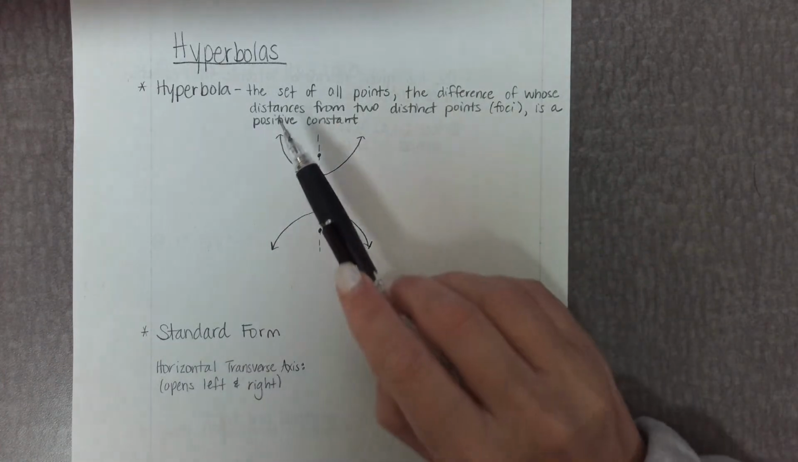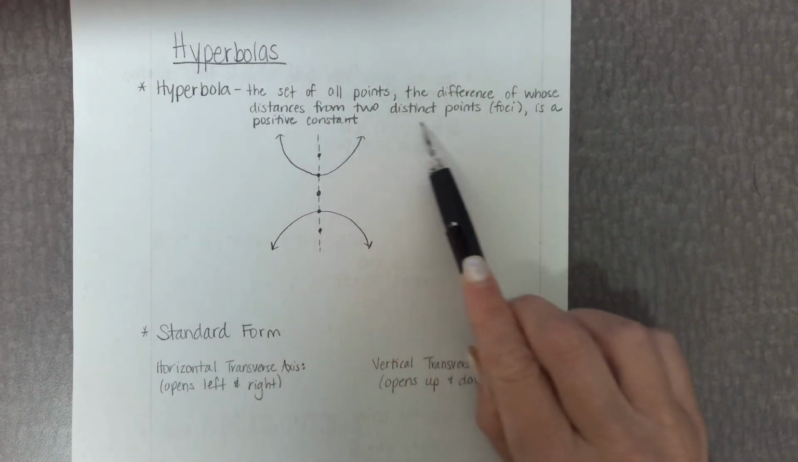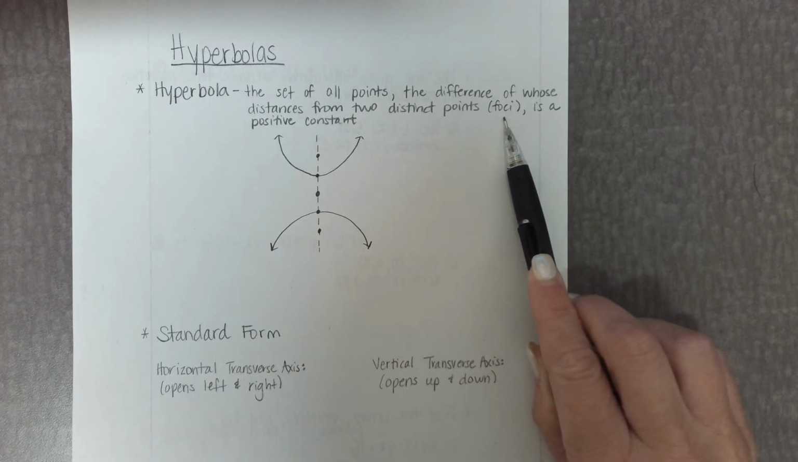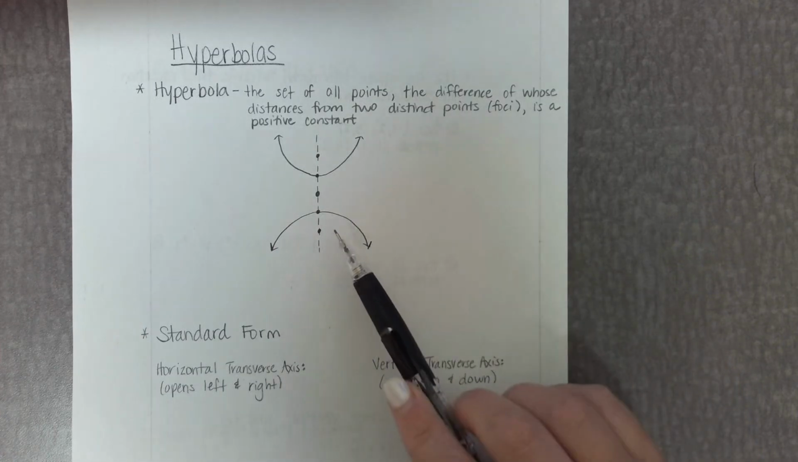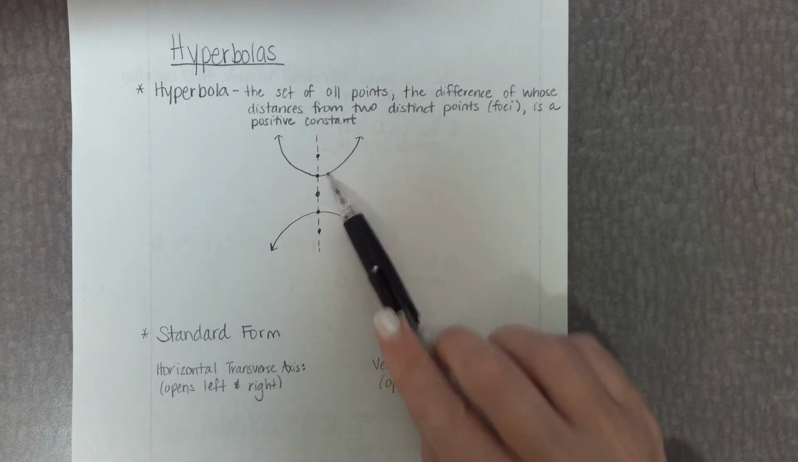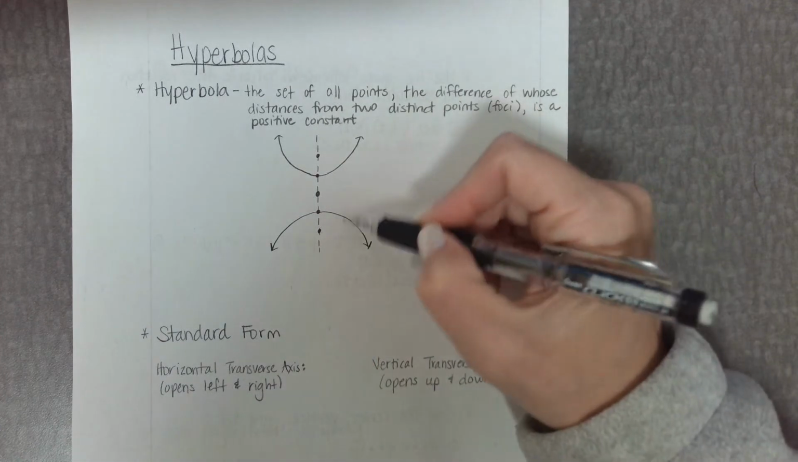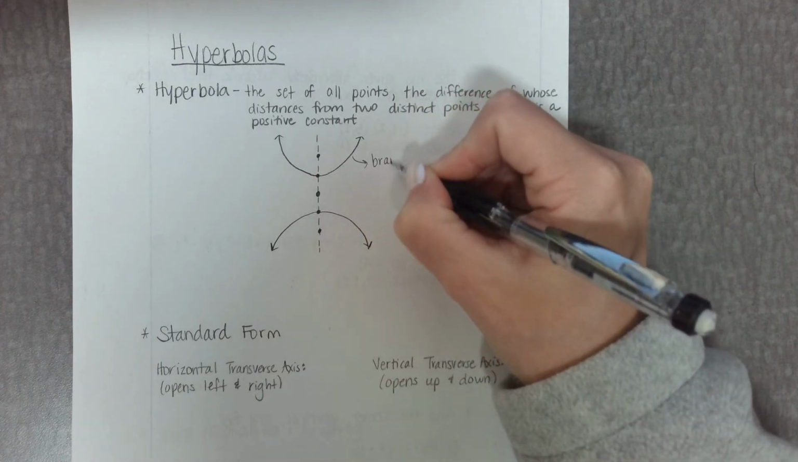So a hyperbola is the set of all points, the difference of whose distances from two distinct points called foci, that's the plural of focus because there's going to be two of them, is a positive constant. So I've drawn a hyperbola for you. It has two parts. They can open up and down, or they can open left and right. So the two parts of the hyperbola are called the branches.